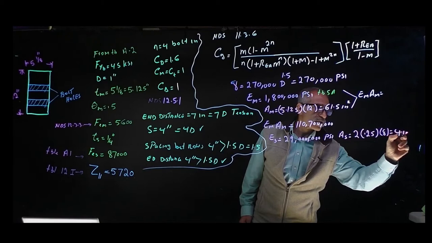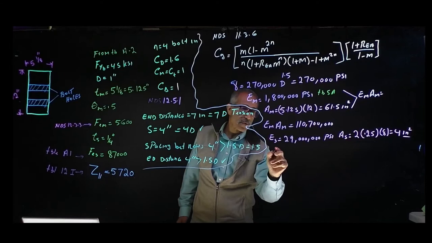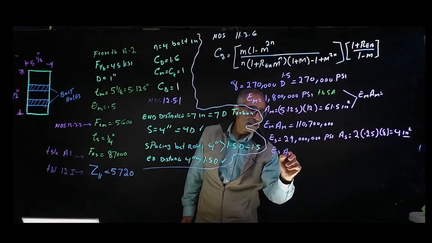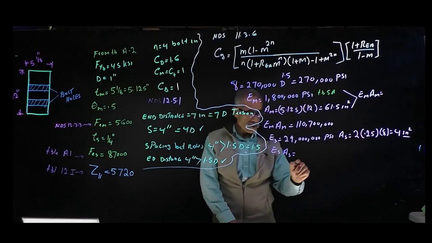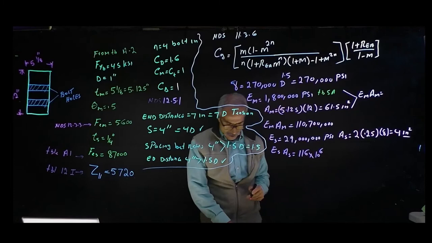So now we're going to take the product of these two, ES AS, which comes out to a large number, 116 million. Okay, so now we have that.